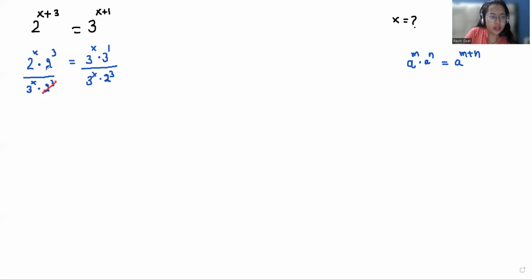Now we can eliminate this and here from this. So what is left? 2 power x divided by 3 power x is equals to 3 by 2 power 3. So we can write 2 by 3 whole power x is equals to 3 by 2 power 3.